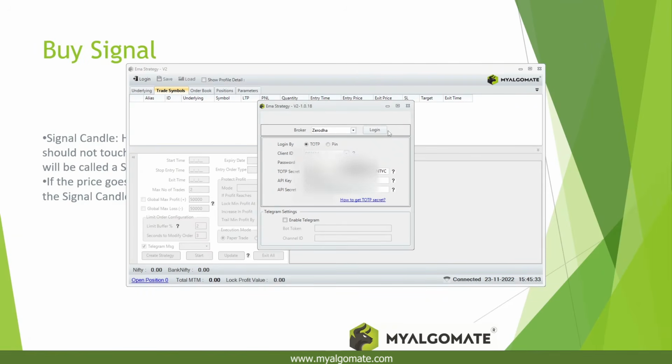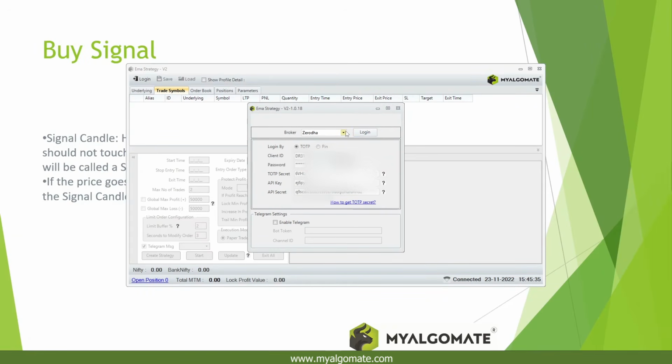So this is the login screen of the software. As you can see, you can select the broker over here, and you will need to enter all your credentials for your trading account. We have also integrated the Telegram alerts. It will send you messages on Telegram whenever any signal is generated, whenever any entry happens, or whenever any exit happens.